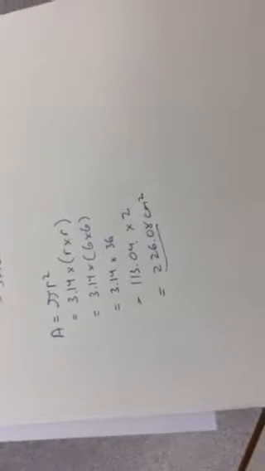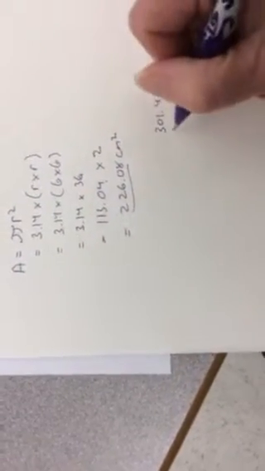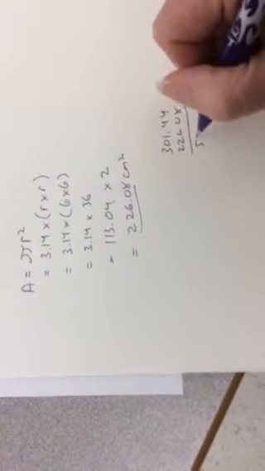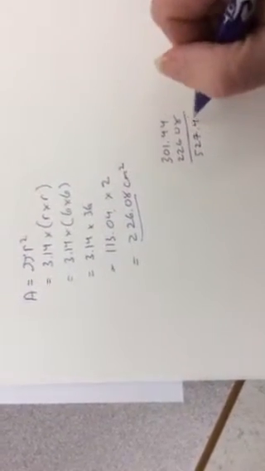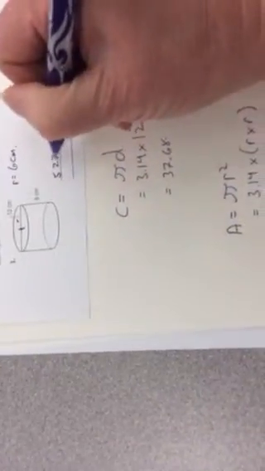I'm going to add the two of those together. So 301.44 plus 226.08 is going to give me 527.48 centimeters squared as the full area of this particular cylinder.